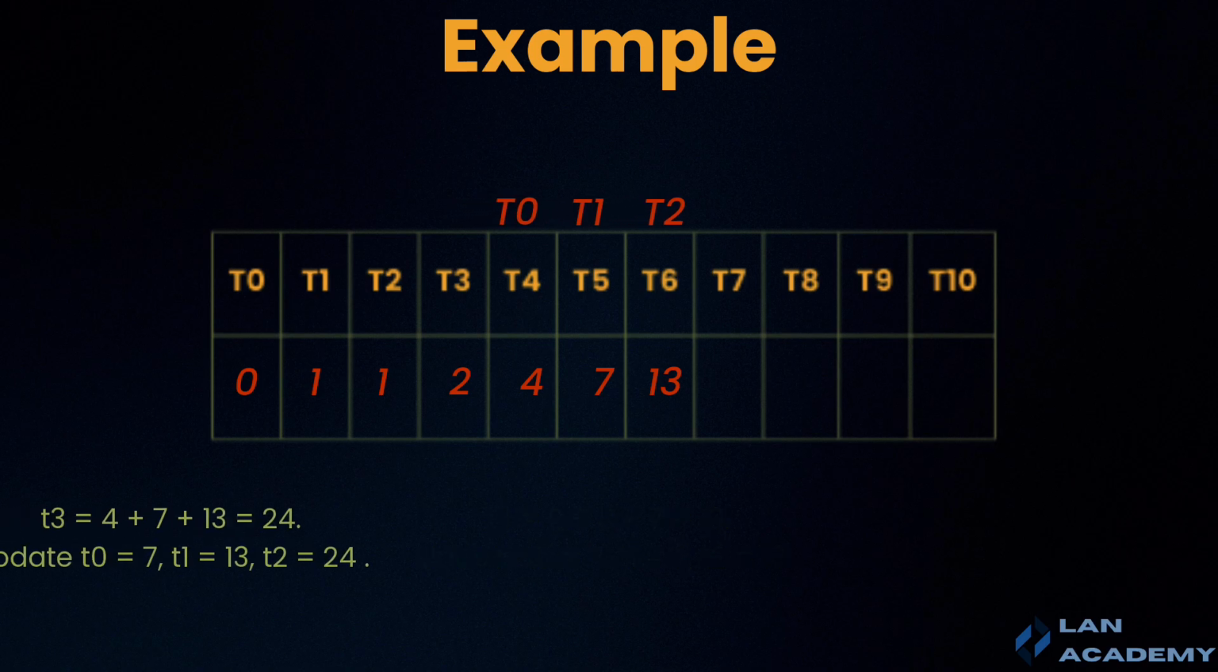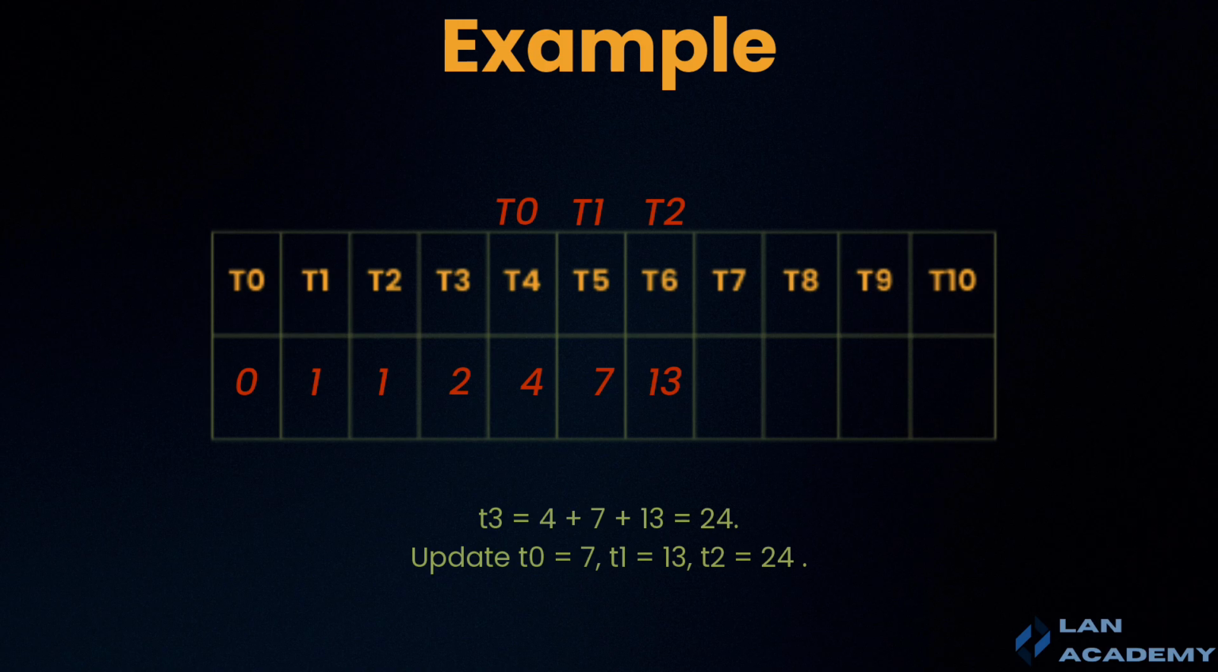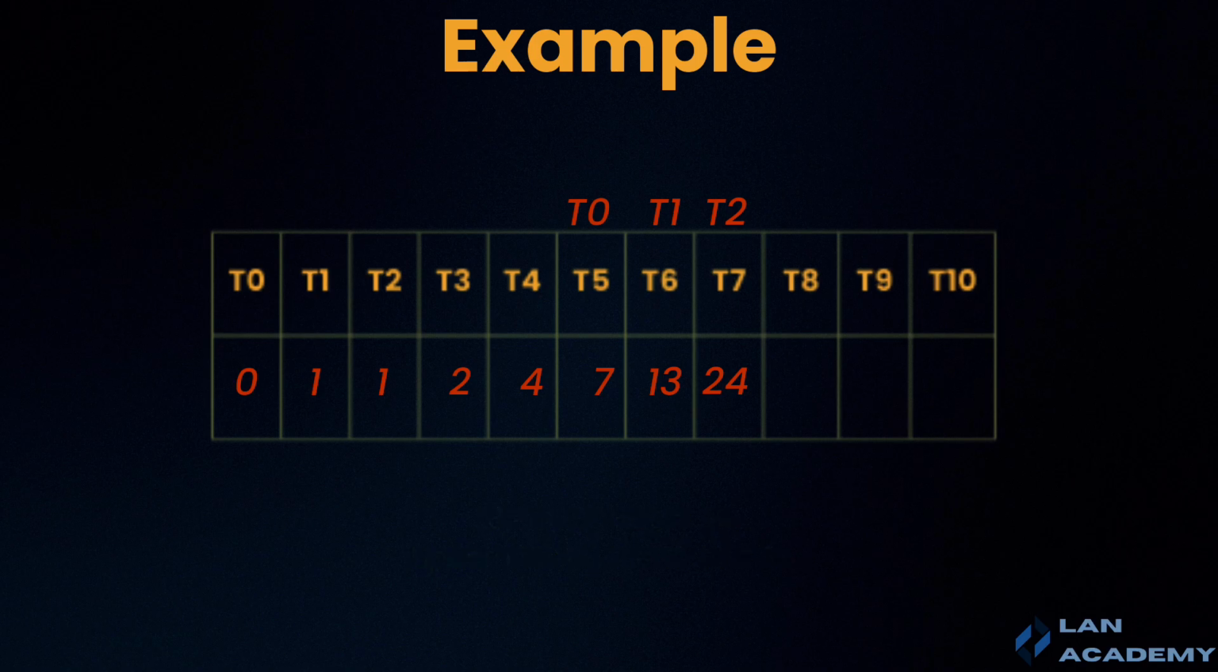And iteration 5: compute t3 as 4 plus 7 plus 13, that equals 24. Update t0 to 7, t1 to 13, and t2 to 24. At the end of these iterations, t3 holds the value 24, which is the seventh term in the Tribonacci sequence. If we look at the sequence up to this point, it is 0, 1, 1, 2, 4, 7, 13, and 24.